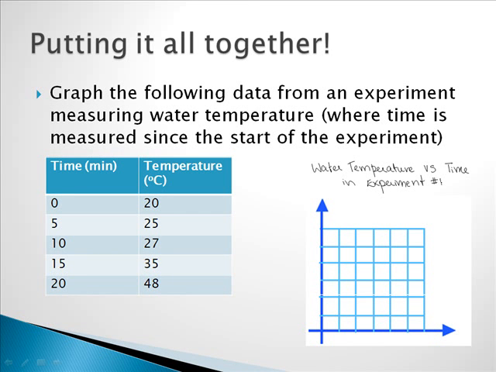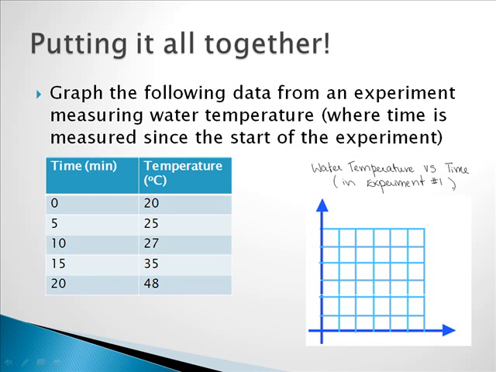So a couple of things here. First of all, time is the independent variable and water temperature is what's depending on time. So water temperature is our dependent variable. So we write water temperature versus time. And I've added the in experiment number 1 because let's say this was from your biology class, your physics or chemistry class. You might be doing several experiments.